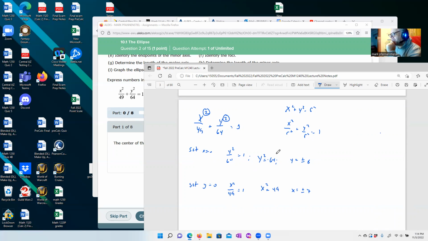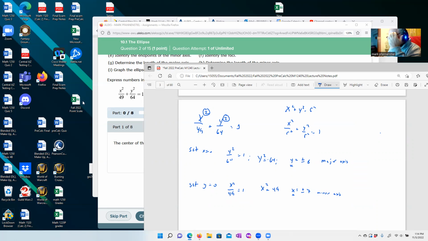8 is a bigger number than 7, so our major axis is along the y direction. Our minor axis is along the x direction. So this would be the minor axis, and this would be the major axis. Okay, so that's what we're going to do.